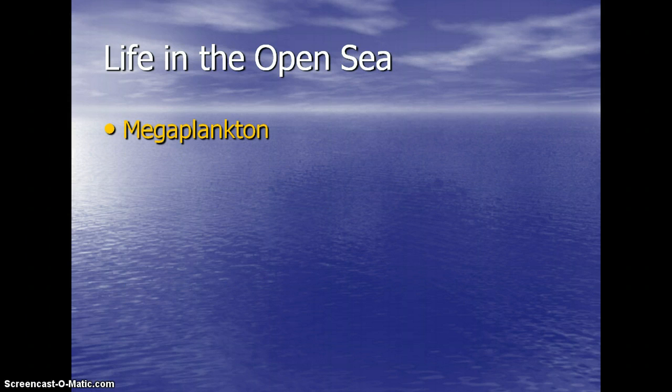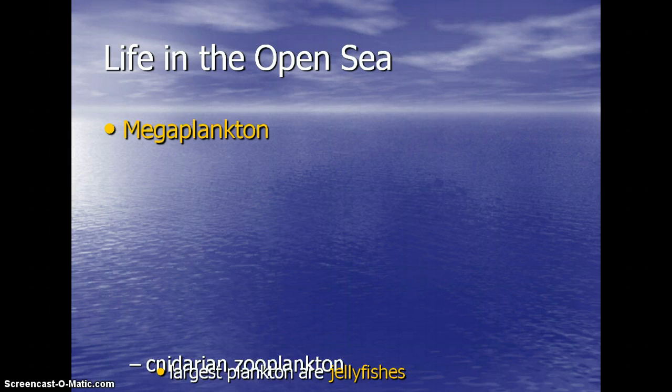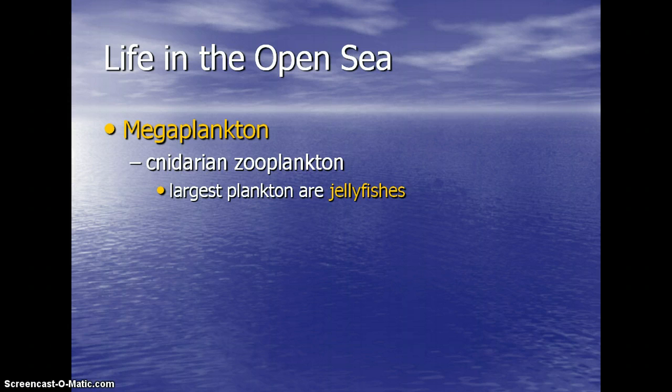Alright, so most of the organisms that are classified as megaplankton in the ocean are animals. And among these animals, the most prominent types are cnidarians, mollusks, and salps. So the cnidarian zooplankton that we find are mostly jellyfish, but also things like comb jellies and other stuff like that.